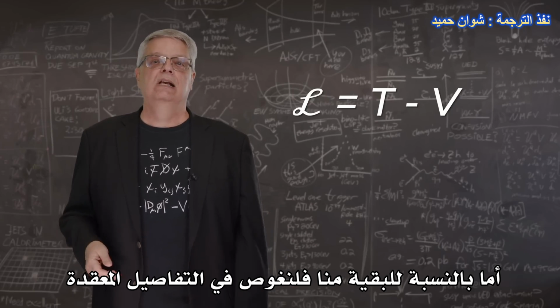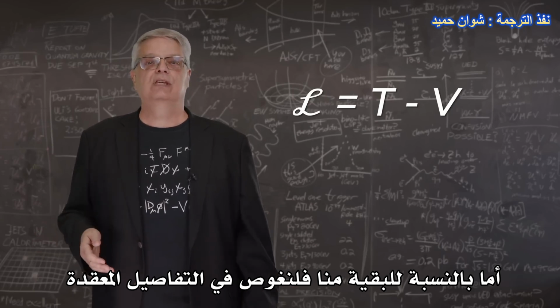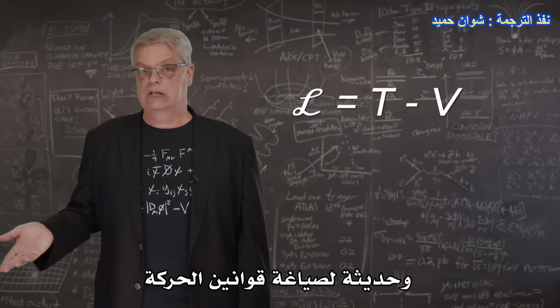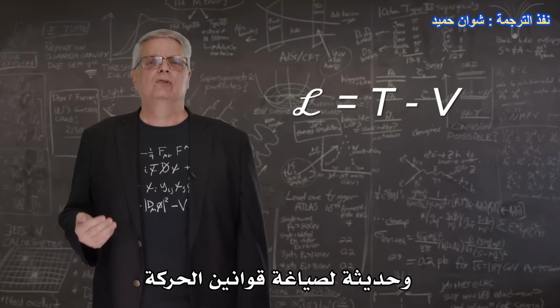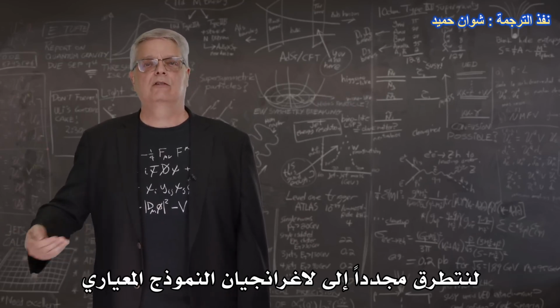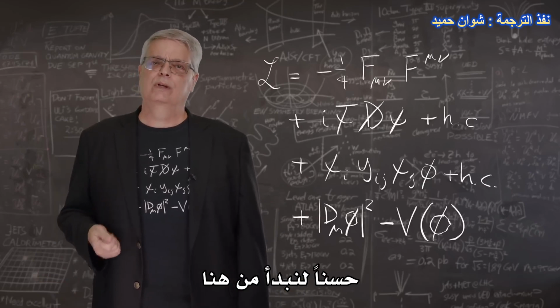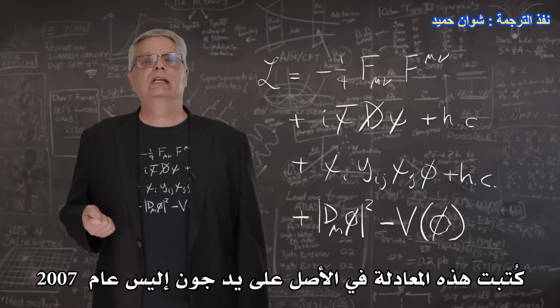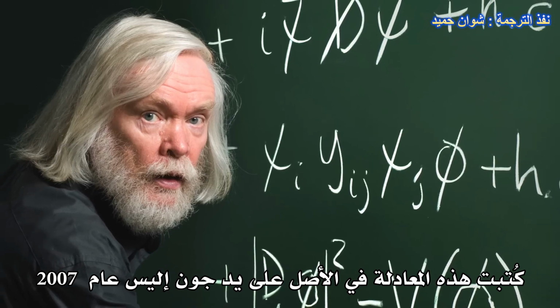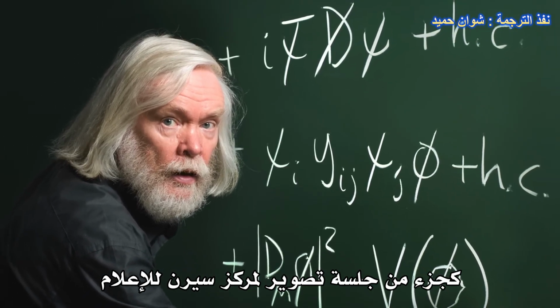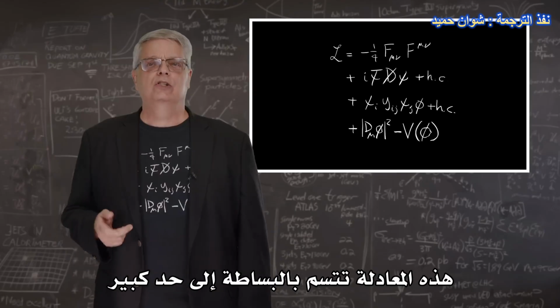But for the rest of us, let's skip the deep dive and just think of the Lagrangian as a versatile and modern way to write down the laws of motion. So let's get back to the standard model Lagrangian. What does it mean? Well, let's start with this one here. It was originally written by John Ellis back in 2007 as part of a photo shoot for the CERN Media Department. This equation is pretty simple.